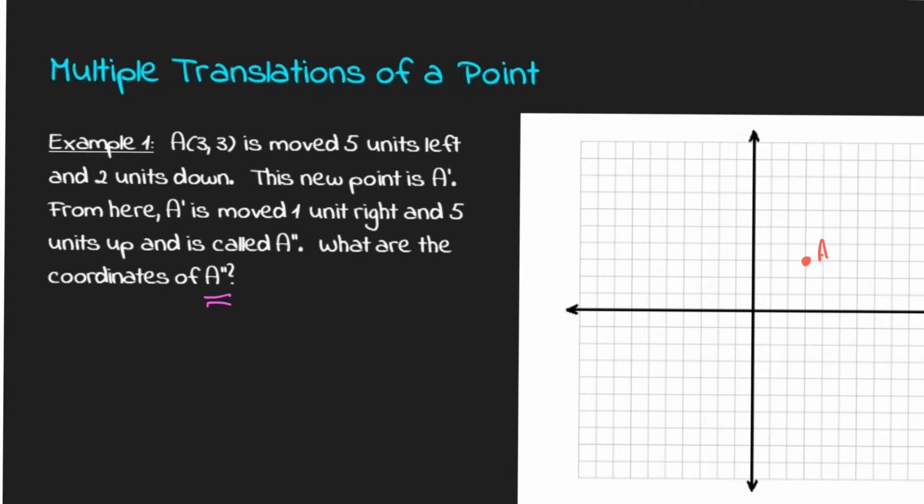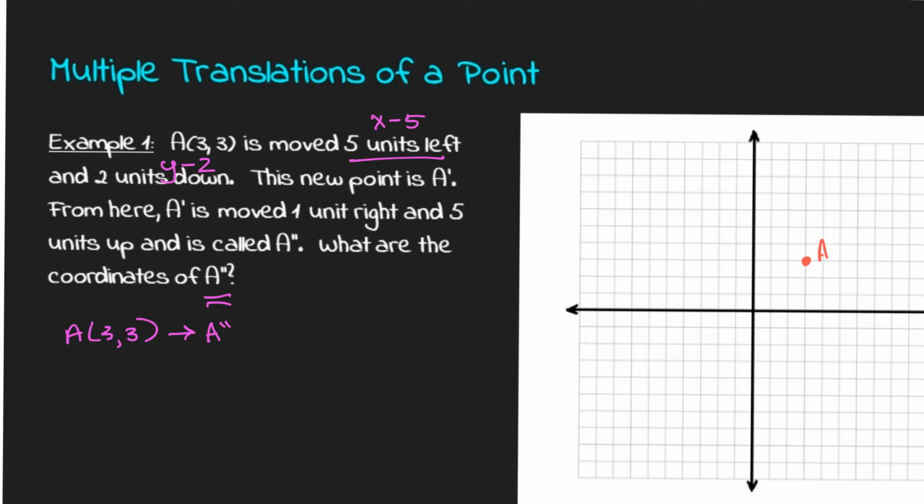So if I use our shortcuts here, we know that we start at 3, 3. And then it's moved 5 units to the left. So that means that we are subtracting 5 from the x, and 2 units down means that you're subtracting 2 from the y. So that new point would be A prime. So what's neat about this, though, is I'm not interested in A prime, I want to know A double prime, and I actually can combine these translations together.